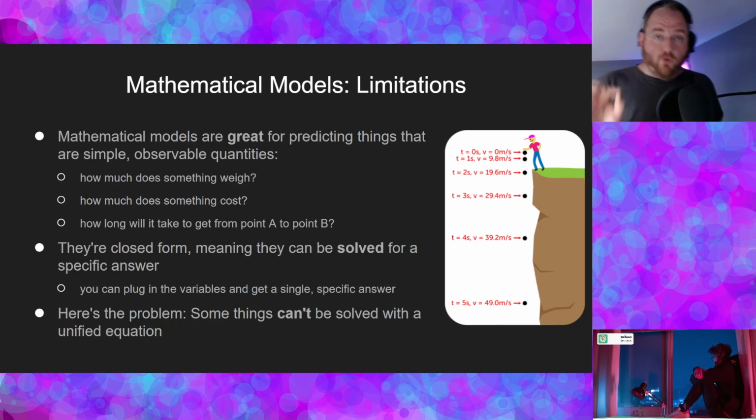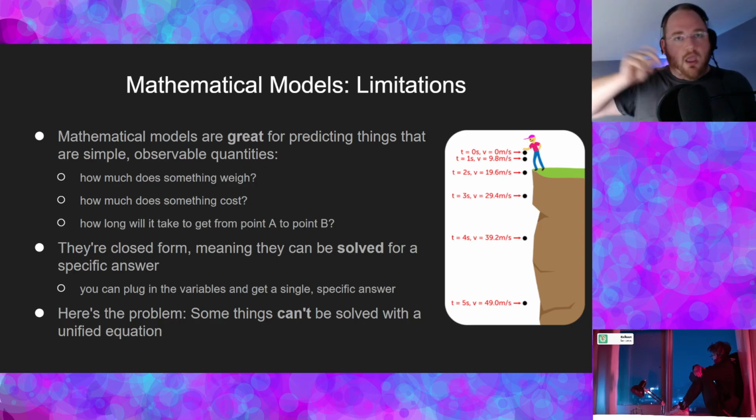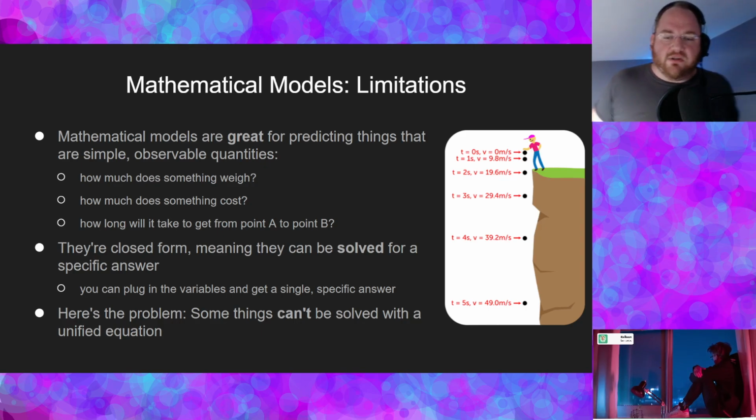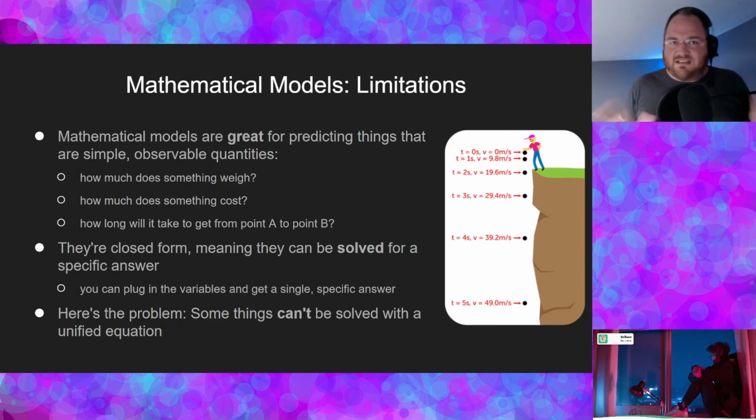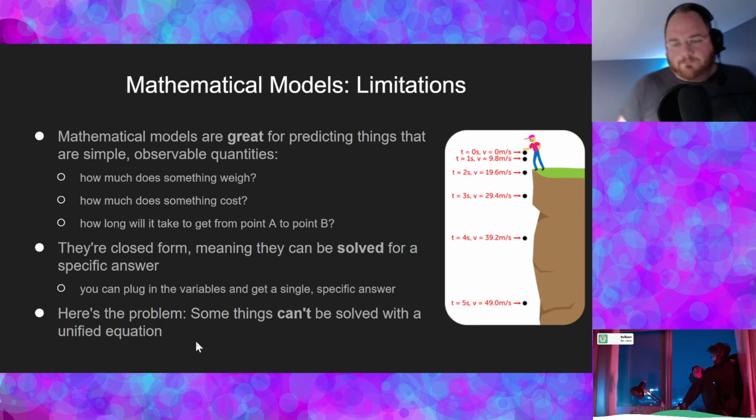They're closed form, which is super cool. It means you can solve for a specific answer in a single step, right? As long as you compute the equation, boom, we're through it. You can plug the variables in and get a single specific answer that is your prediction, right? Like we were talking about, we can predict the person's weight without knowing it more and more, the more you add into the equation. But here's the problem.